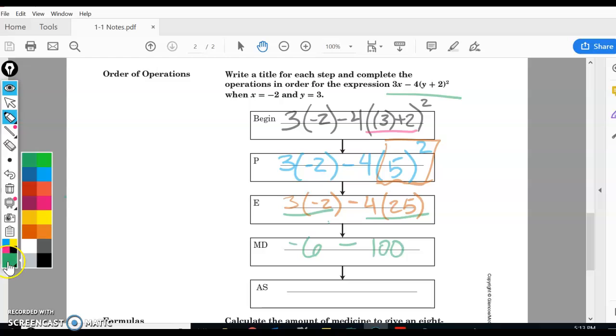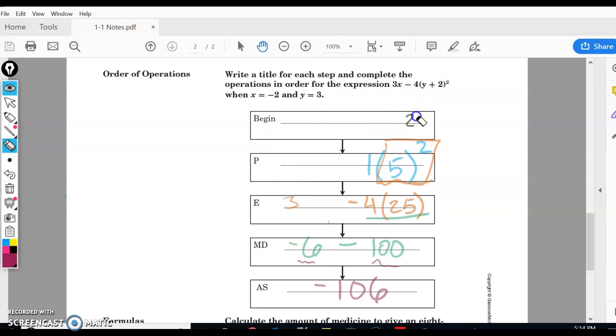And then we do addition, subtraction. Last, left to right, negative 6 minus 100 is negative 106. Write down what questions you had, or if you got something different than I did, we can go over tomorrow in class. Now let's talk about formulas.